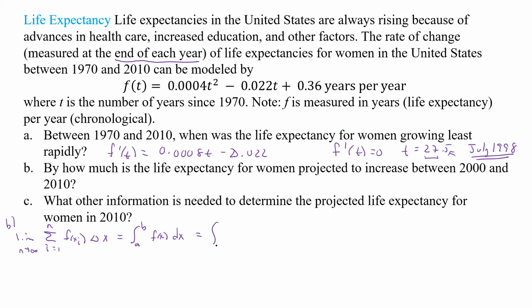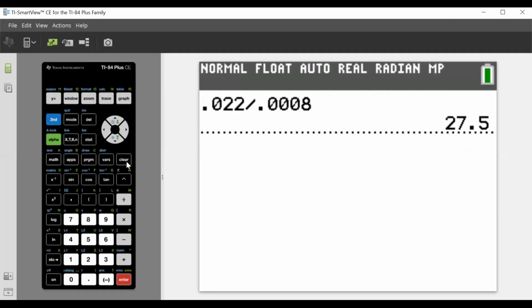So we're going to take the definite integral between 30 and 40 of 0.000 t squared minus 0.022 t plus 0.36. And then we're going to have our dt, and because this is in t's, we'll say dt. So now we're going to plug that into our calculator. And so let's go back to our calculator. We'll learn a new way to use integrals in our calculator here.